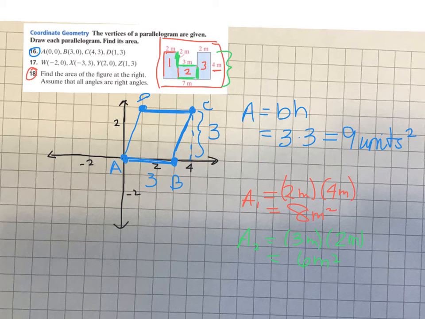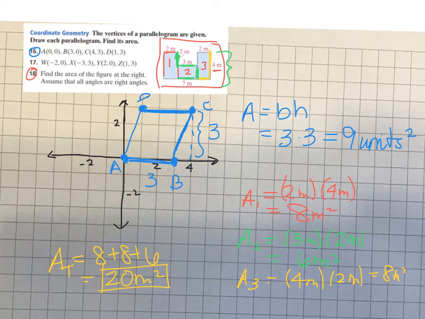And for the last one, rectangle 3, it looks very similar to rectangle 1 in that I have a base of 2 and a height of 4. So I have 4 meters times 2 meters, which is 8 meters squared. So if I want to find that total area, I'm just going to add 8 plus 8 plus 6, or 14 plus 6 is 20 meters squared. And that's all I had to do for number 18.